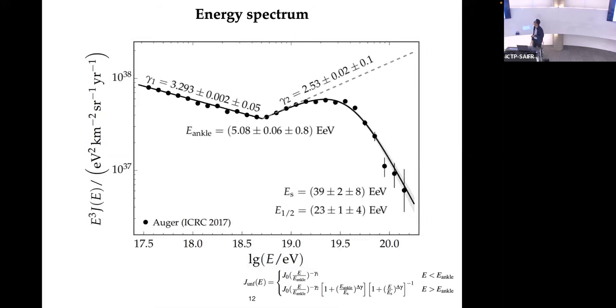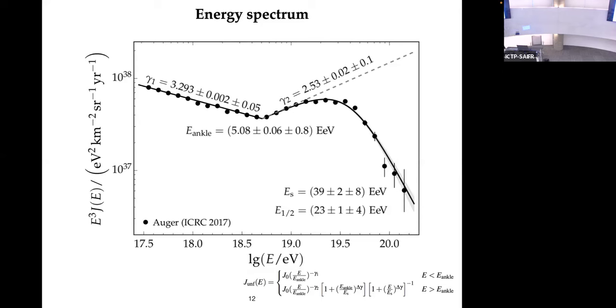You can see, for example, that there is a spectral change at what we call low energies, below 10 to the 18.5 electron volts. We have some spectral index, and then something happens. The spectral index changes from gamma 1 to gamma 2, and then right after this spectral break, there's a strong suppression in the flux.